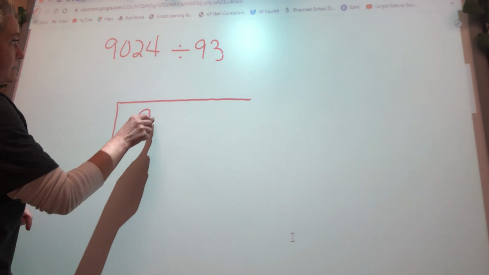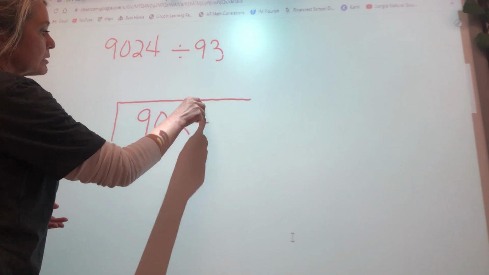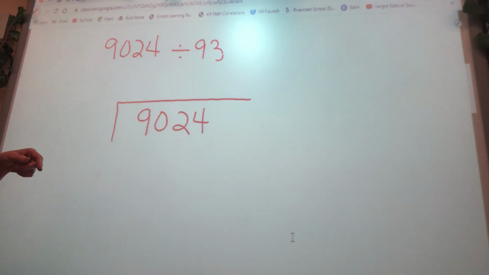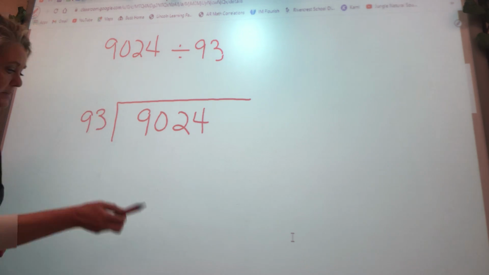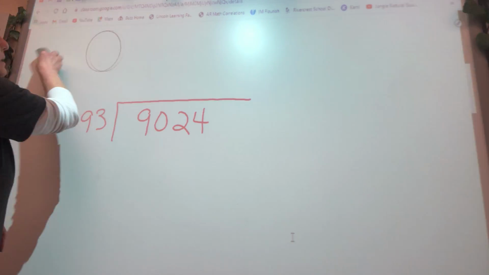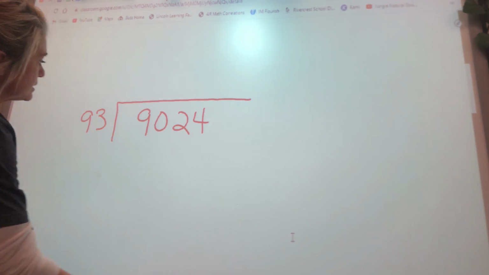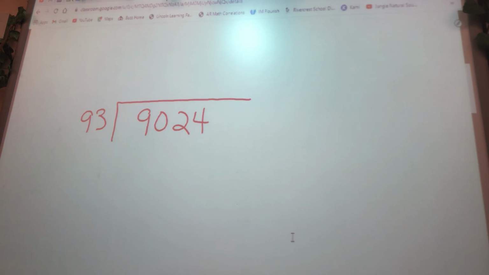9,024 goes inside the house, just like on the area model. The dividend went inside the box, didn't it? And then the divisor is 93, so it goes outside the box. Okay, so now I have it set up in standard algorithm form.